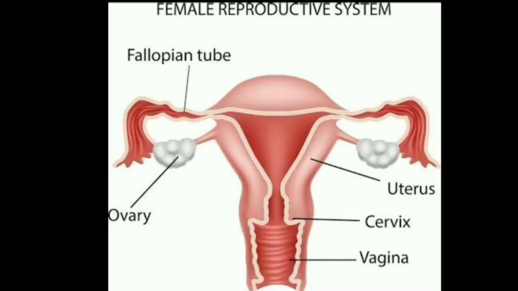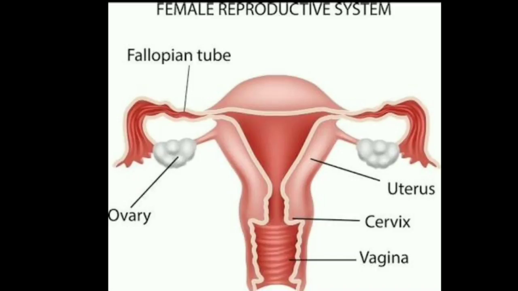The fourth part of the female reproductive system is the vagina. It is a tube about 10 centimeters long. It extends from the cervix to the outside of the body. It provides a passageway for the menstrual flow and also acts as the birth canal during labor.